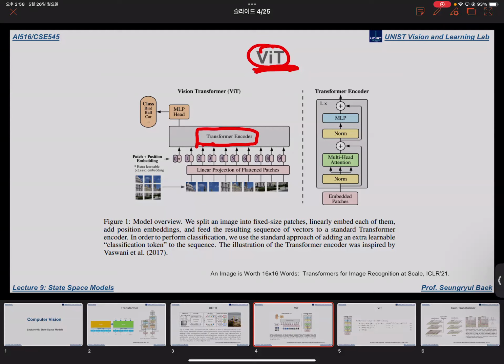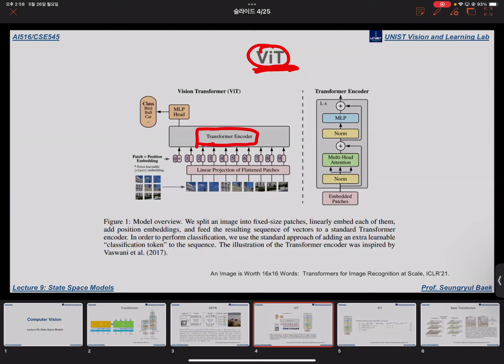Actually, before that, we will apply the window scheme to certain images to reduce the number of n, because their attention mechanism's complexity is order n square. So if we can reduce the number of inputs, then we can greatly reduce the time complexity. So for that, this Swin transformer wants to reduce the number of tokens for the transformer, okay?